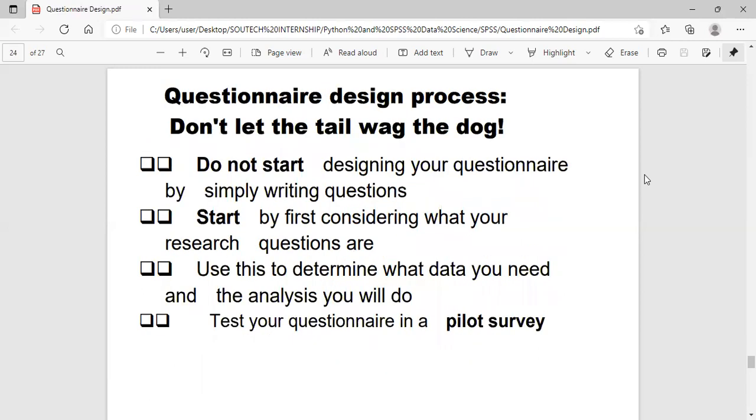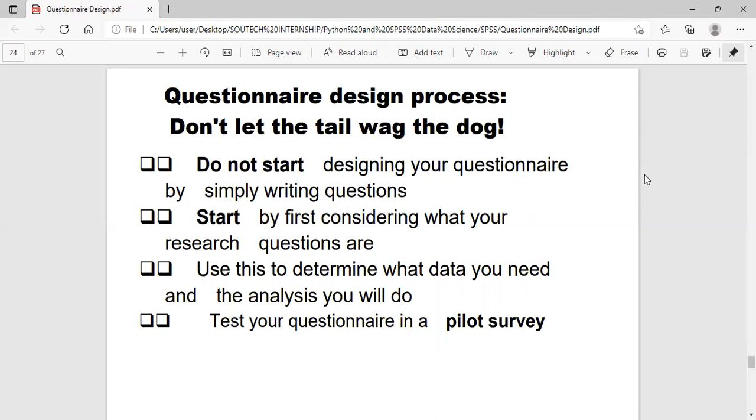Questionnaire design process. Don't let the tail wag the dog. Do not start designing your questionnaires by simply writing questions. No, that is wrong. You cannot just start from nowhere. You start by first considering what your research questions are. What am I trying to find? What am I looking for? What do I hope to achieve after I get the data from these questions? And then you use this to determine what data you need and the analysis you will do.